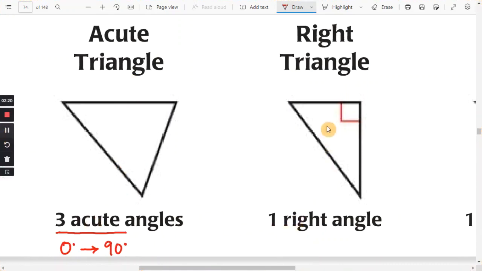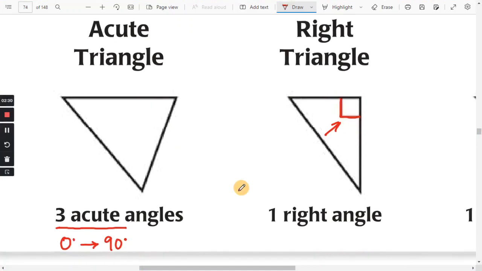And a right triangle has 1 right angle. Okay, we know what the right angle looks like. The symbol right there is for the right angle. And we'll get into it later, but a triangle cannot have more than 1 right angle, because the 3 interior angles have to add to 180. So if one angle is already 90 degrees, another angle can't also be 90, because that would add to more than 180. But with the acute angles, they're all less than 90. So that's why the acute triangle has 3 acute, but the right triangle has 1 right.